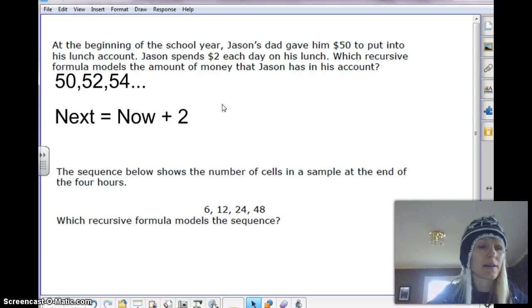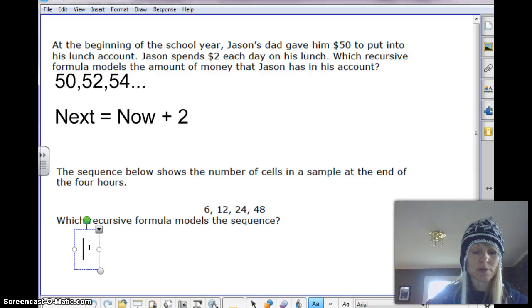Isn't that exciting? All right, the sequence below shows the number of cells in a sample at the end of 4 hours. We have to find the recursive formula for this sequence, which they want as next-now. If I look at this, it's adding 6, and then 12 plus 6 is 18. So that's not it, so it's not arithmetic. It must be geometric. 6 times 2 is 12, 12 times 2 is 24, 24 times 2 is 48. So I know it's geometric.